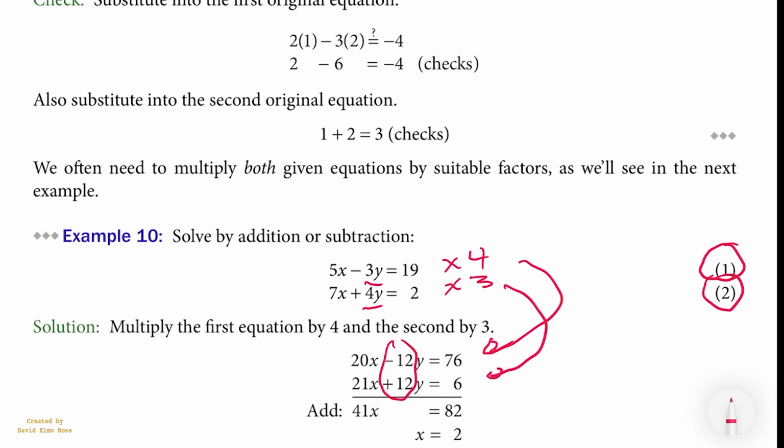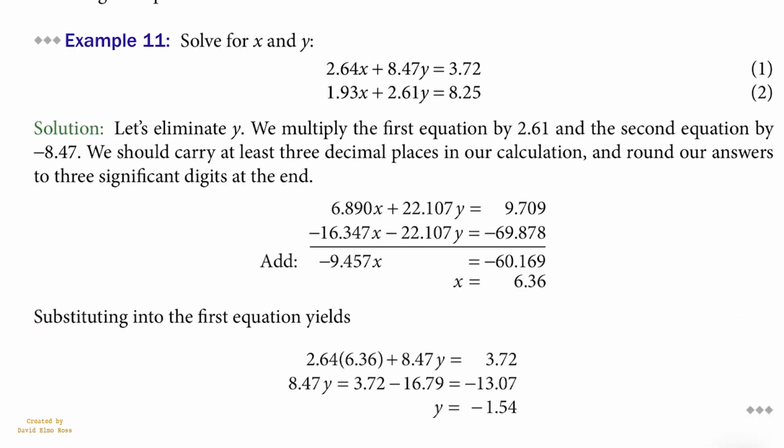And we can cancel out the 12s here and get that 41x is equal to 82 and x is equal to 2. Now sometimes, as in example 11, you're going to solve for x and y, where these numbers in equation 1 and equation 2 are approximate numbers.